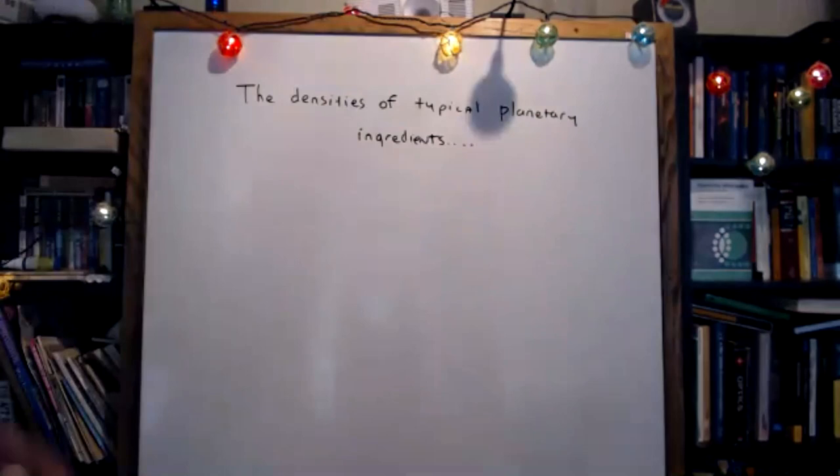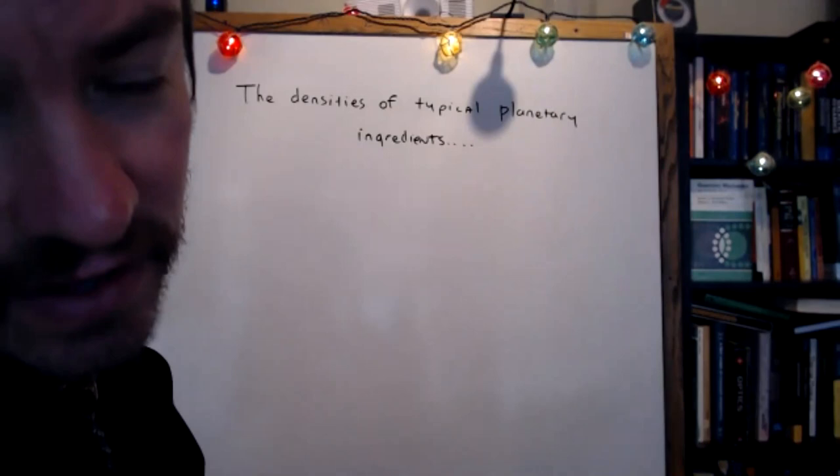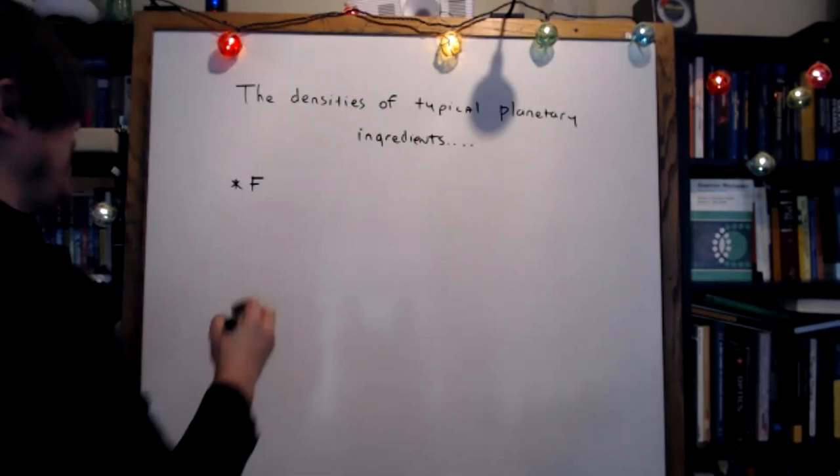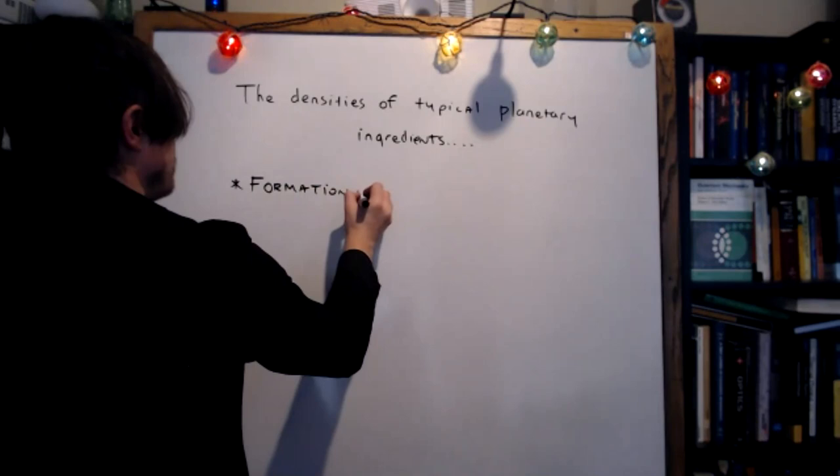And to understand what the typical ingredients are that make up a solar system, you first have to understand a little bit about the formation of the solar system. So this is gonna give me a little tangent, a mini quest here, of talking about the formation of the solar system.